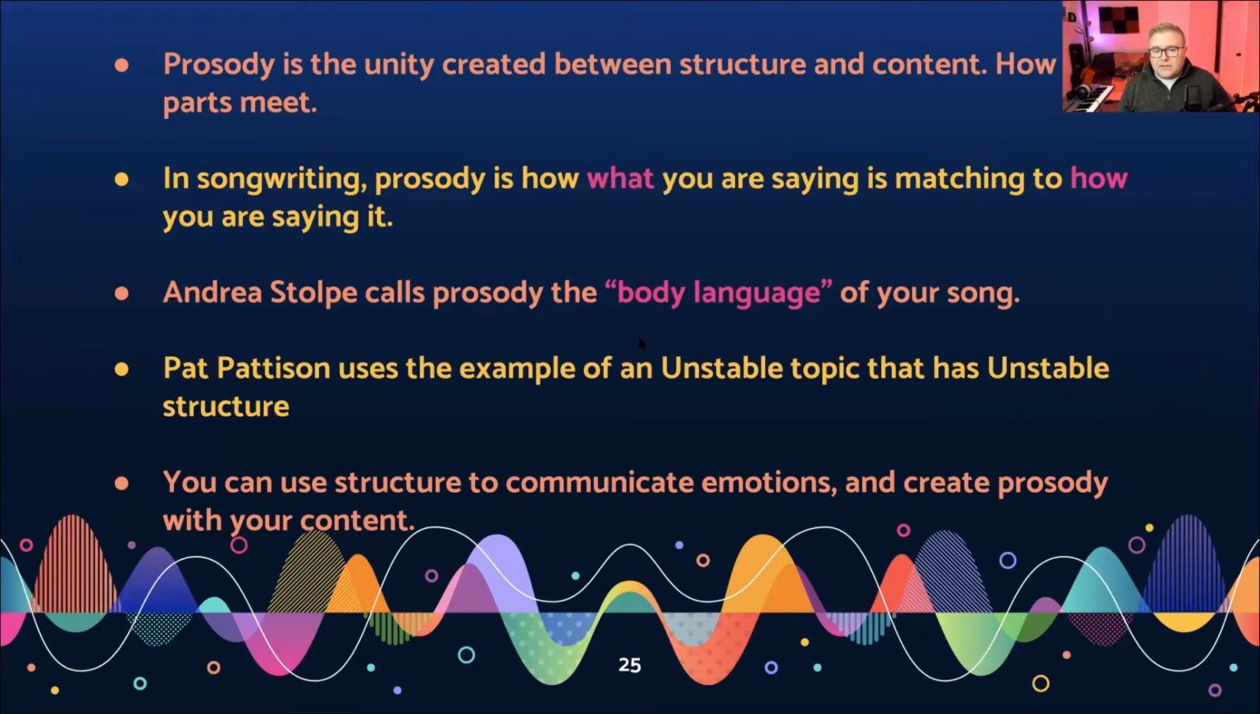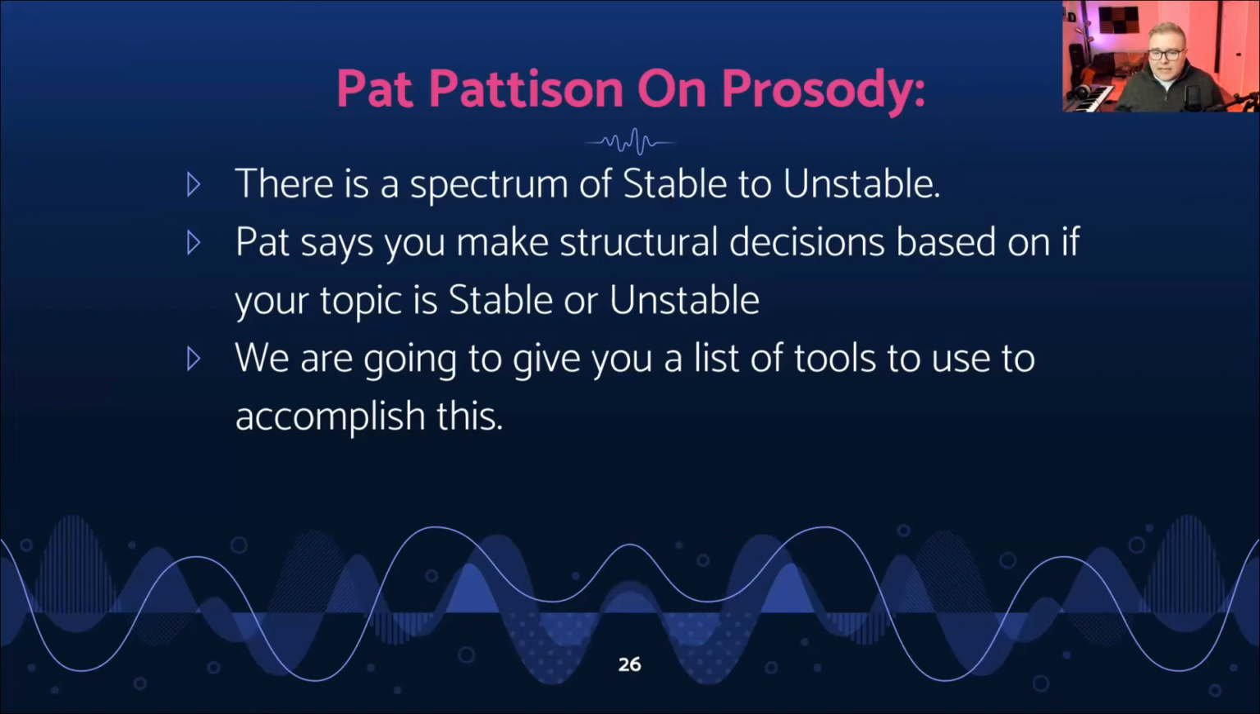So Pat Pattison uses the example of unstable topics and then unstable structure. You can use structure to communicate emotions and create the prosody within the content that you're trying to get across. Keeping on Pat Pattison and some of his theories, for those of you who are not familiar, Pat is a songwriting instructor at Berklee College of Music, and he's written resource books that have become sort of the accepted songwriting world's resource books.